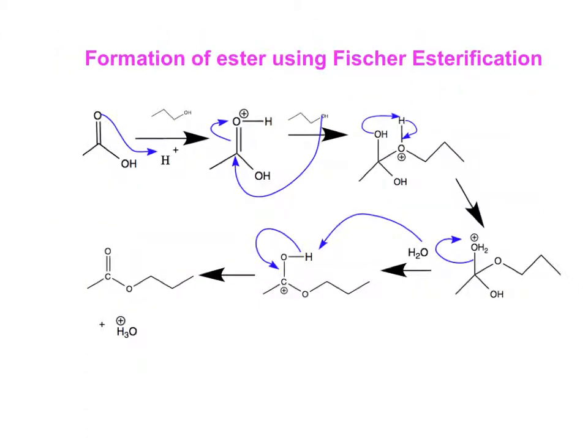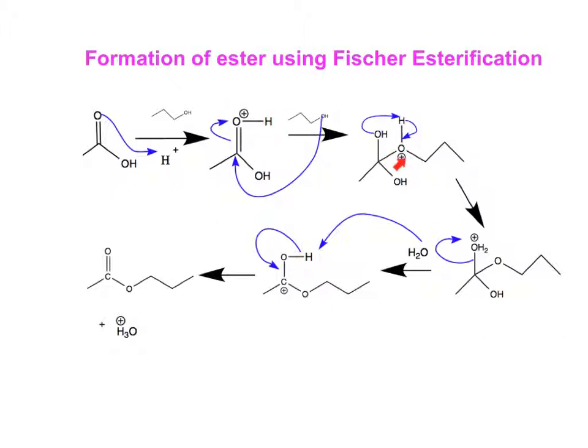Now we'll look at the mechanism for the Fischer esterification. The first step is going to be protonation of the carbonyl oxygen. This leaves it with a positive charge. So when the alcohol comes in and attacks at the carbonyl carbon, it's going to kick these electrons over onto the oxygen, neutralizing this charge.